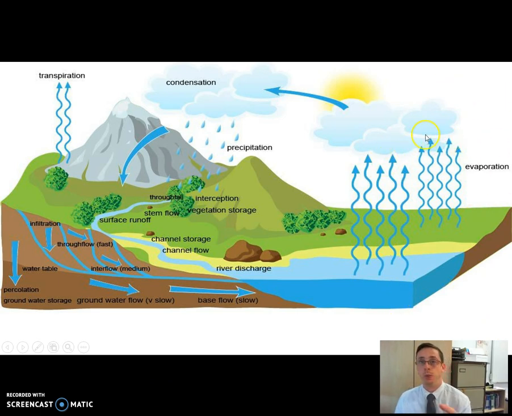This is always treated as the start of the cycle. The sun heats up some of the large bodies of water in the earth, be they oceans, be they lakes, etc., and it causes evaporation. This moisture rises in the air. As it rises, it cools and it condenses, and it moves, and you have a process of advection, where it is blown over land, and eventually you're going to get precipitation forming.